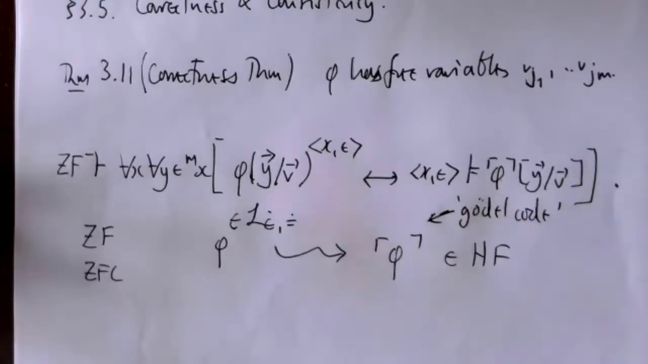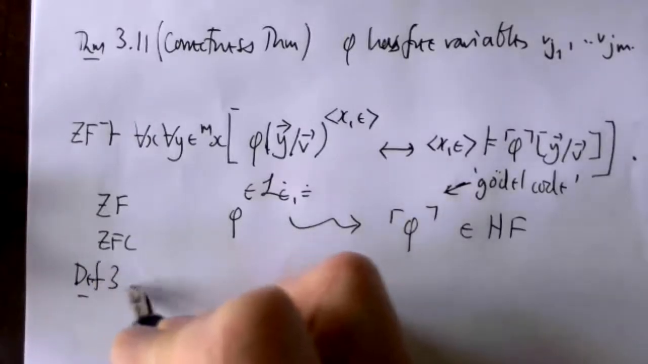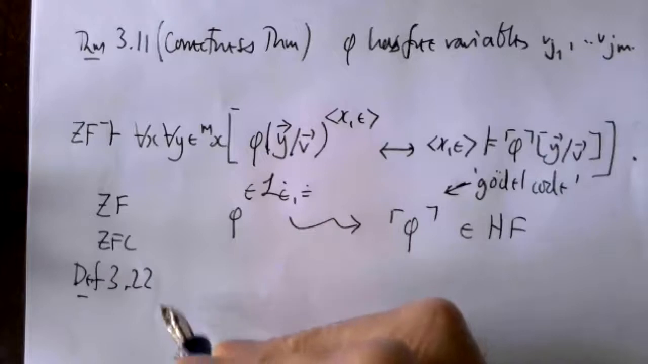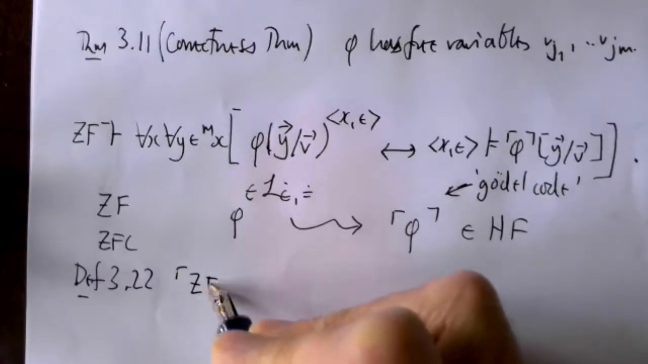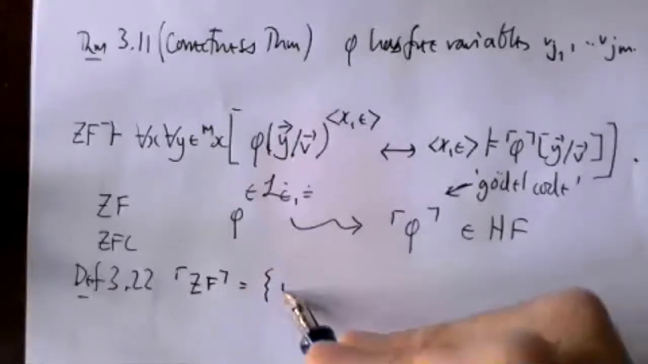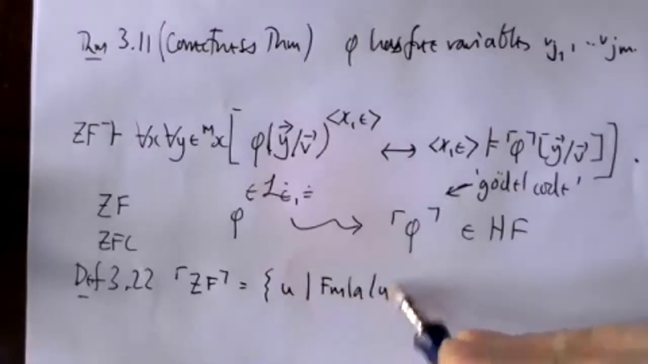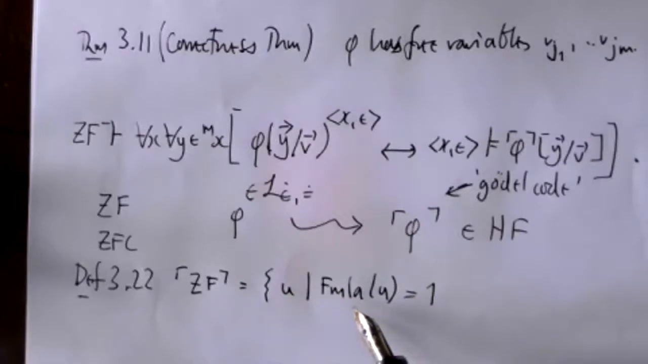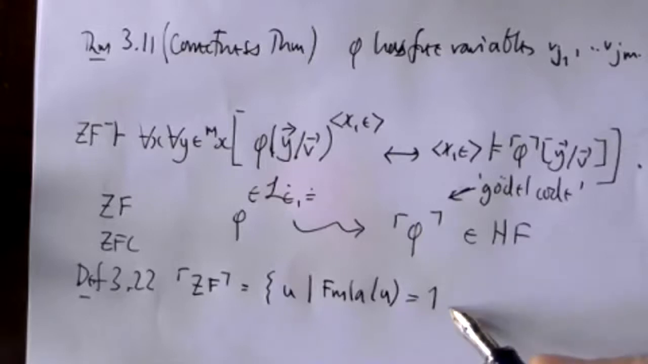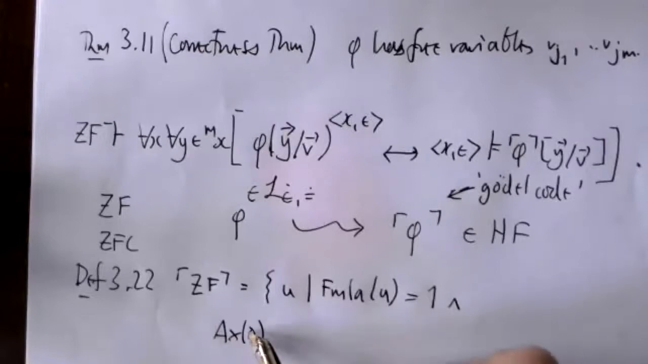And again, I used this already up here. So definition 3.22 is just notation. I put corners around ZF to mean the set of codes of formulae. So this was the function that returned a 1 if U was a code of a formula. And again, notation we haven't used yet.